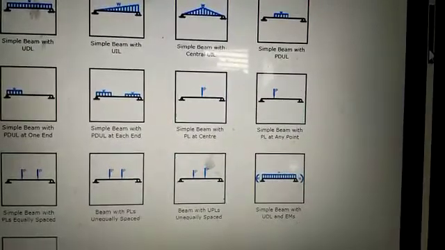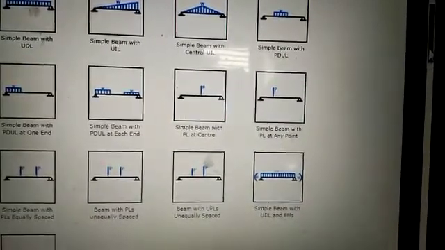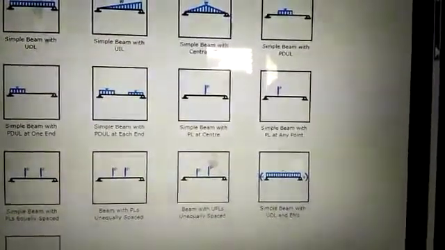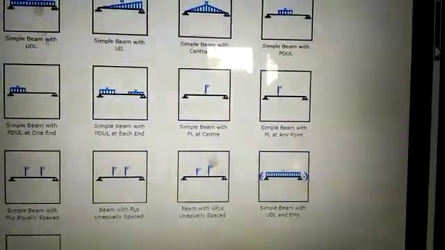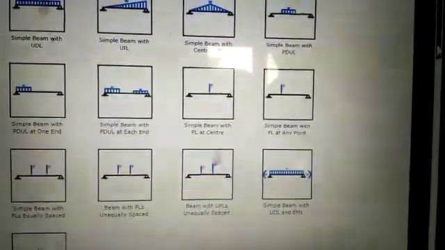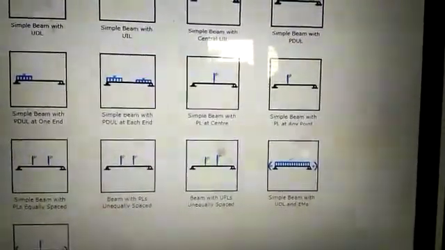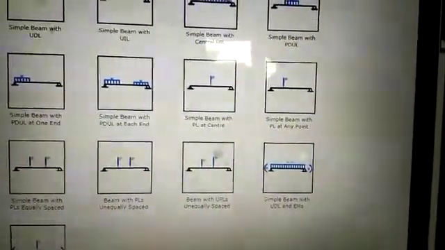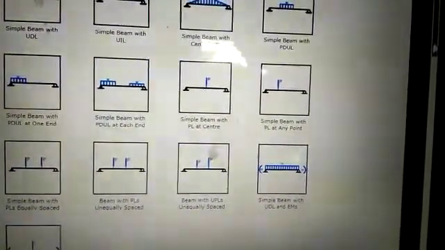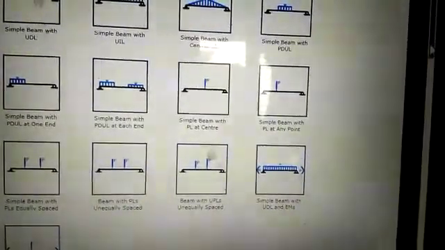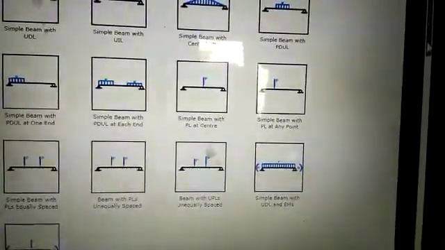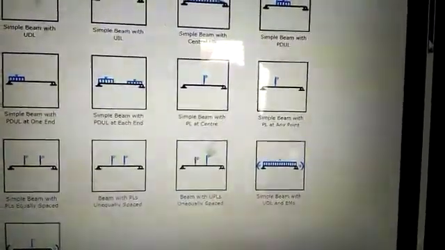In the next diagram, a simple beam is given but UDL is applied on some part of the beam. That is, we can say that this is the distance small l. In the next diagram, the load applied is also on some part of the beam, but it starts from one support of the beam and reaches to some part of the beam.